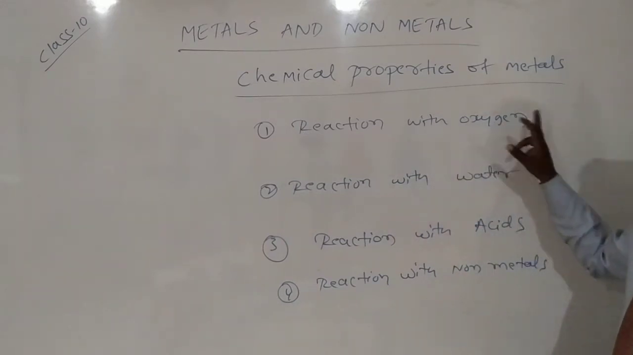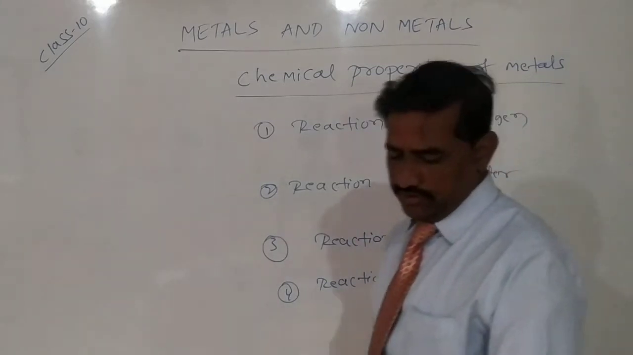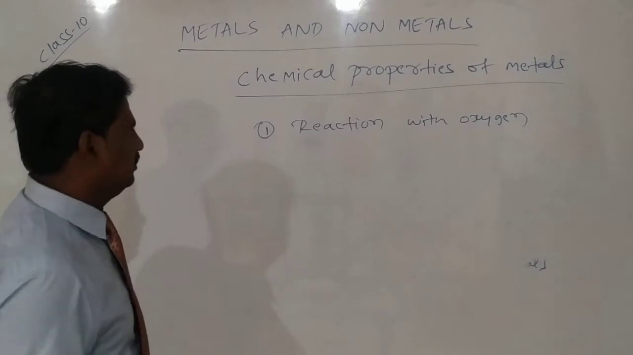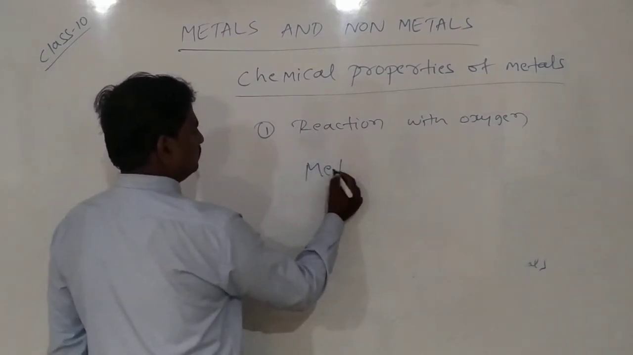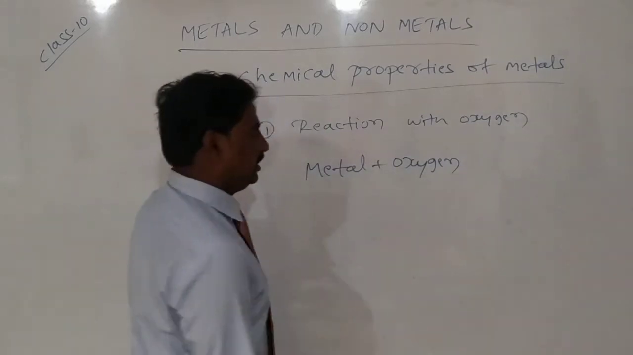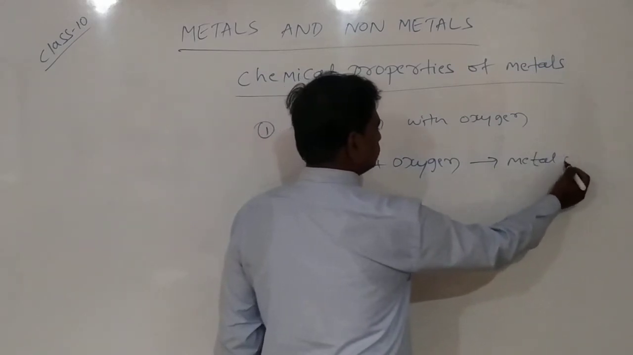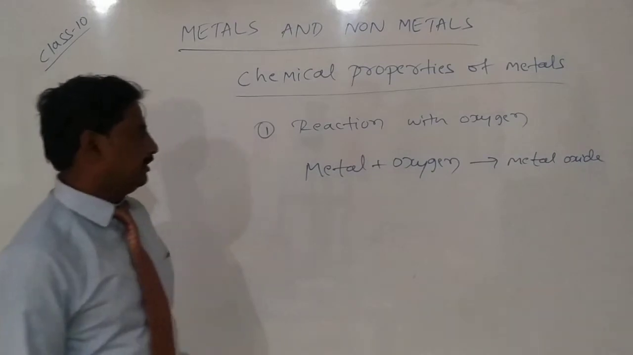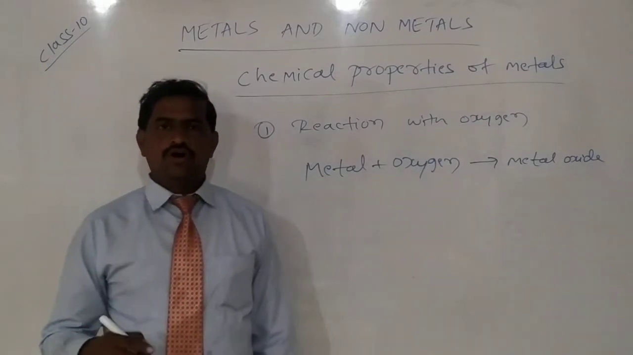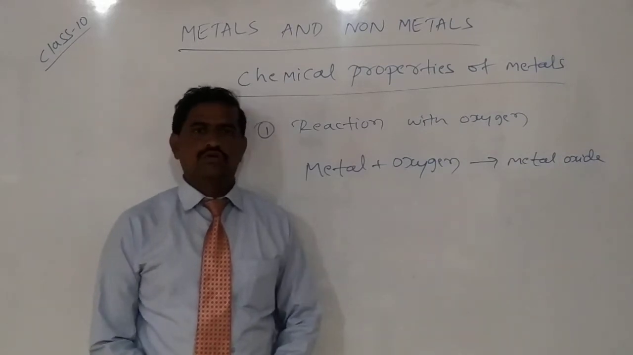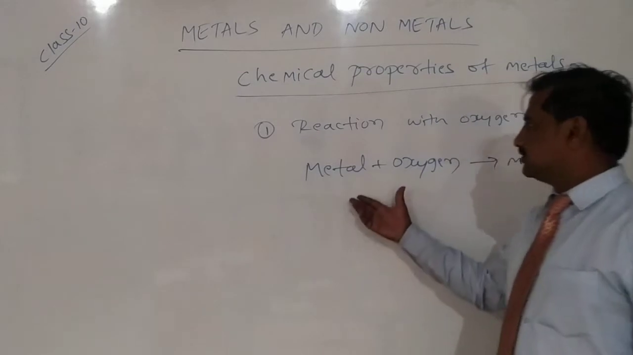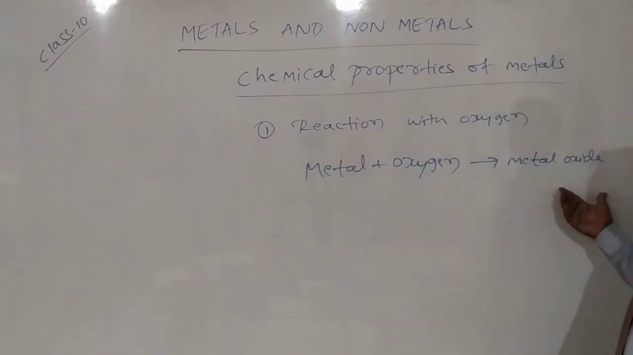So, reaction of metal with oxygen. Just see the first reaction: what products will be formed by the reaction of the metal with oxygen. Usually, when metals react with oxygen, there is formation of metal oxide. In the first chapter we studied corrosion, the formation of a layer, which is the reaction between the metals and the oxygen in the presence of moisture. So metal, when it reacts with oxygen, forms a metal oxide.